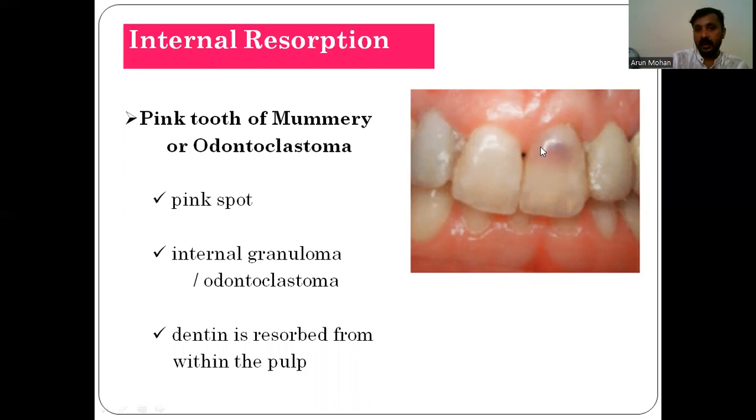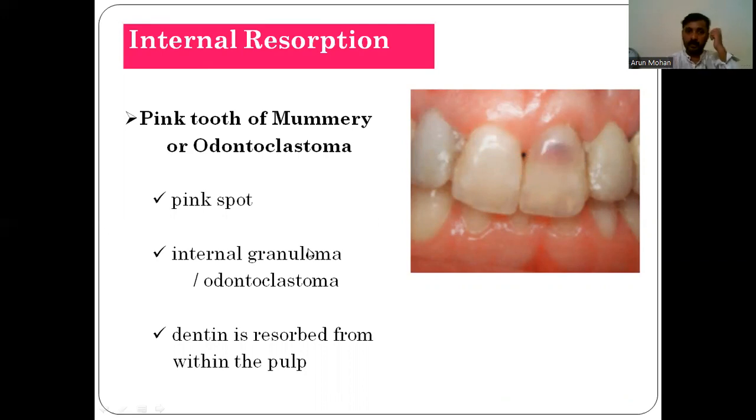As you can see in the adjoining picture, the tooth surface will show a pinkish appearance because there will be resorption from the internal dentinal wall, which will thin the tooth structure, and the underlying pulp, which usually will be inflamed and will have granulation tissue with high vascularity, will be reflected out in a pinkish hue. So this is a typical appearance of internal resorption or a pink tooth.